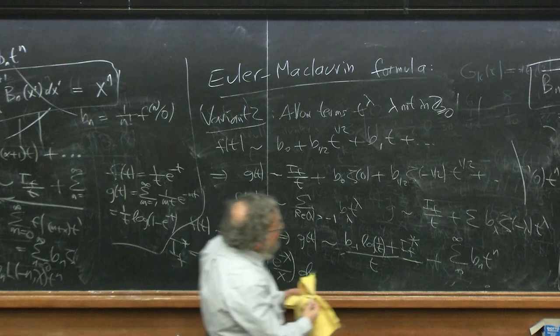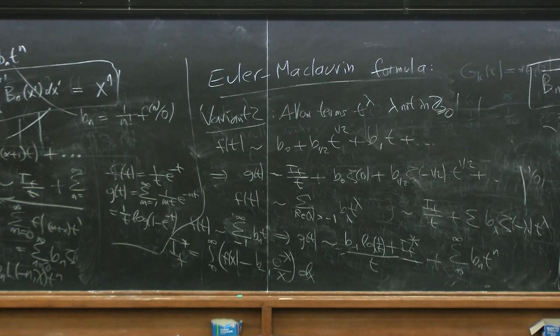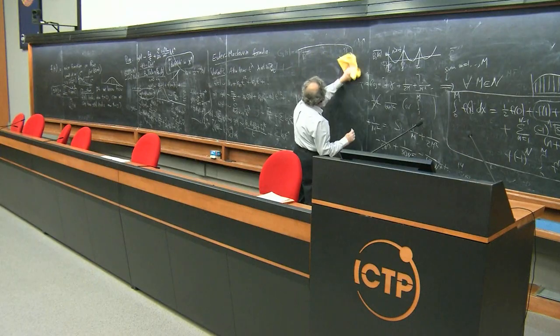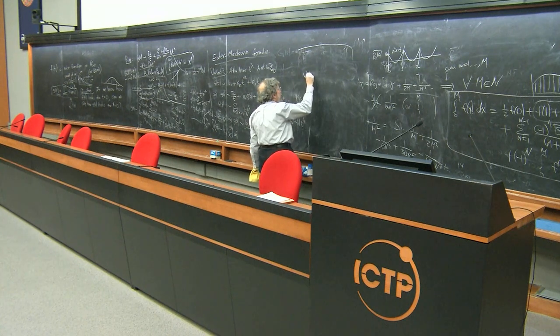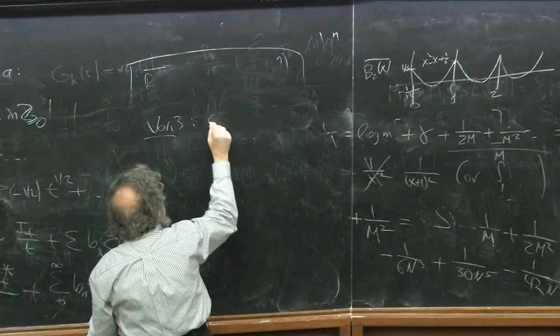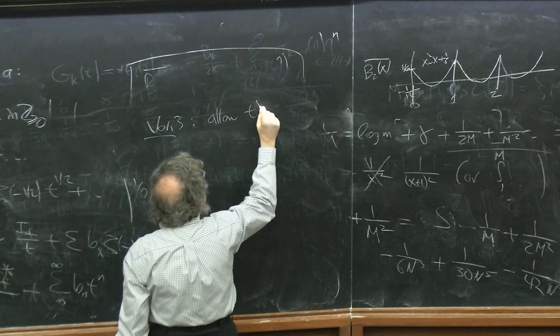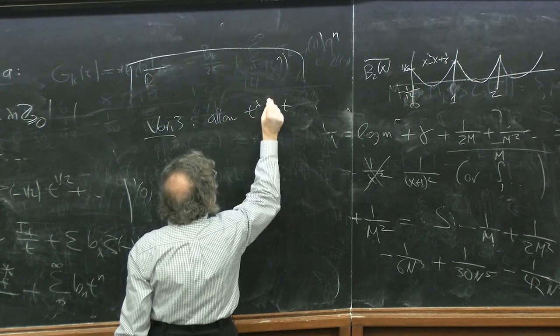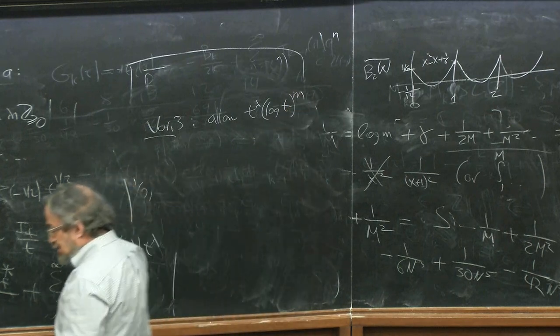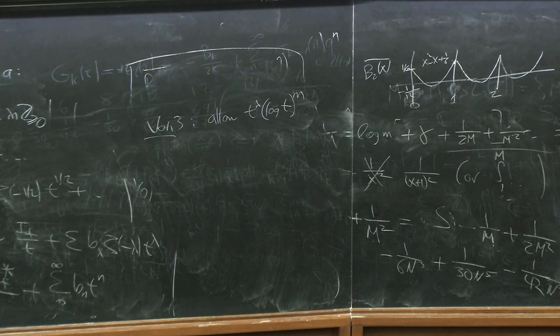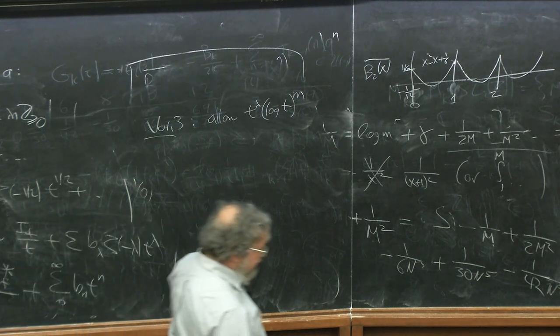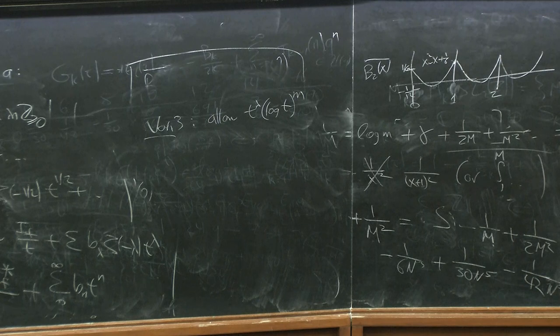Okay, and then the final variant, and that you should be able to see in your head how it goes, is yet more general, and all of these are extremely useful in practice: allow terms t to the lambda log t, or log t to some power. Remember, I mentioned in an earlier lecture, those are exactly the span of all functions of the form a complex power of t times a non-negative integral power of log t, those are the functions that are finite. In other words, under rescalings t goes to at, they span a finite dimensional vector space.